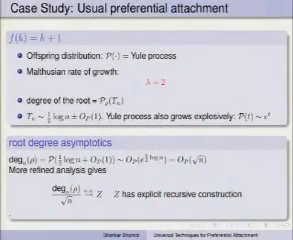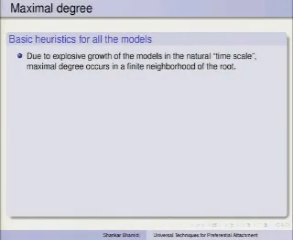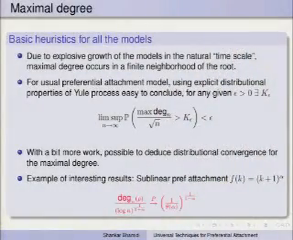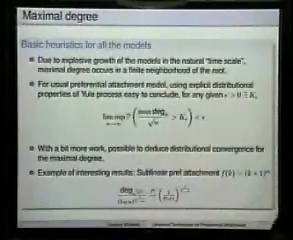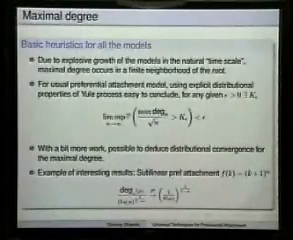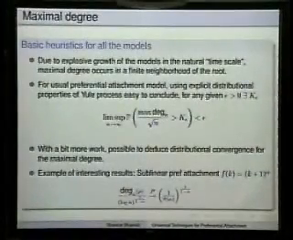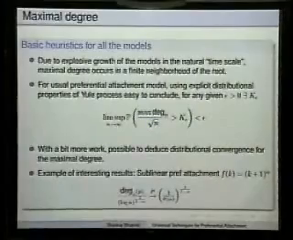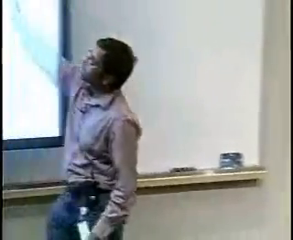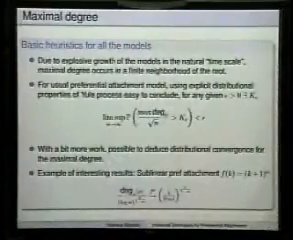Okay, so root degree is good, but you can get even more. You can find out what the maximal degree is as well. I won't tell you the full details, but I told you, you have these nodes coming in quicker and quicker, by this natural time scale, I mean this exponential rate of growth of this process. Because of this, the basic heuristic is that the maximal degree in most cases has the same order as the root degree. So essentially the maximal degree occurs in a finite neighborhood of the root.